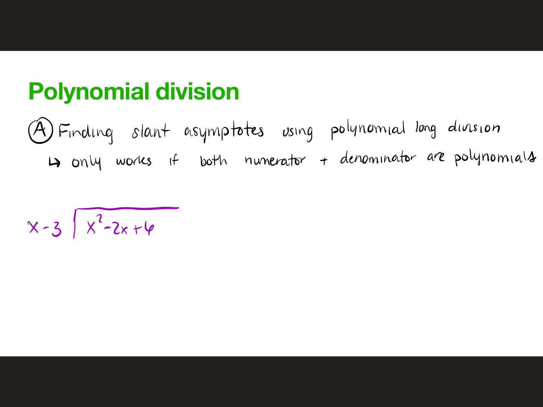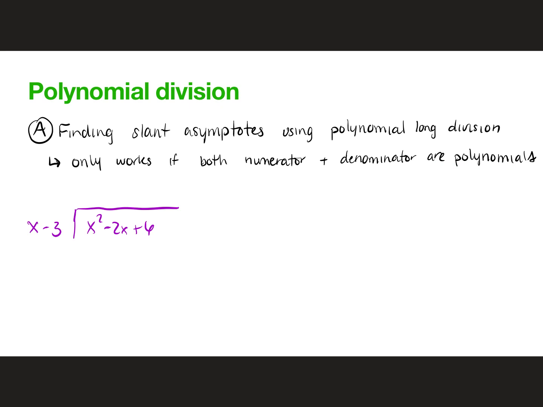And so let's take a look at this. Let's show that the slant asymptote actually is y equals x plus 1. And first let's do it through polynomial long division. And note that we can only use polynomial long division if both the numerator and the denominator of our function are polynomials.